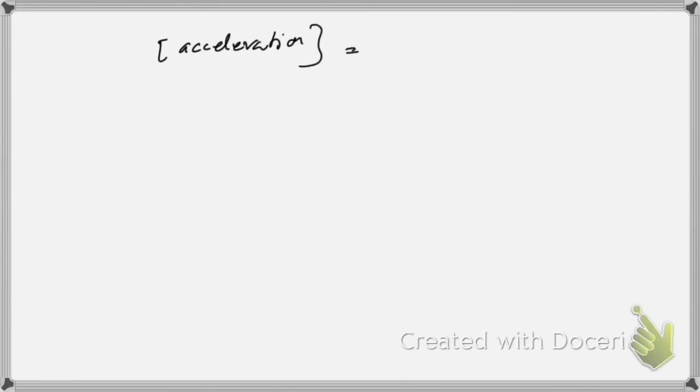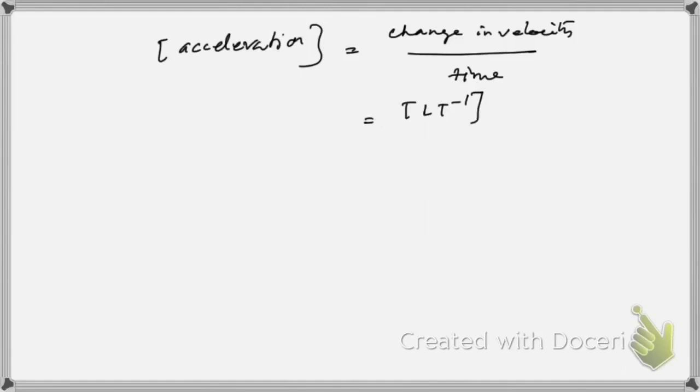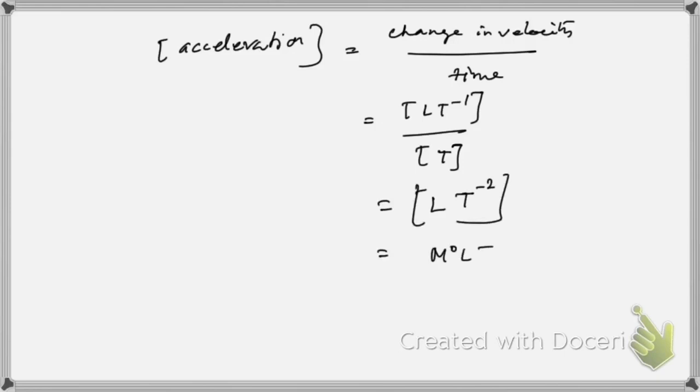So that is change in velocity by time. So the dimensional formula of change in velocity will be simply that of velocity, that is L t to the power minus 1, and we have time here, so it's going to be L t to the power minus 2. So it can be written as M to the power 0 L t to the power minus 2. That's how we can find, right?